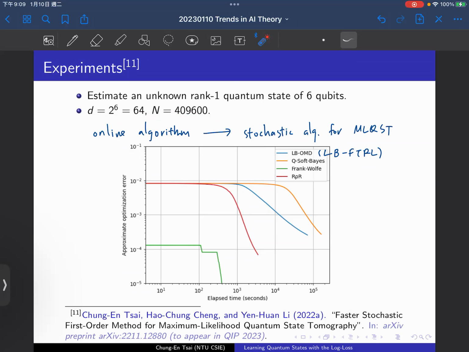And these are the experiment results, so we can see that the two stochastic algorithms do not converge quite as fast compared to the two batch algorithms. So there are still some improvements to be made in designing stochastic algorithms for MLQST.